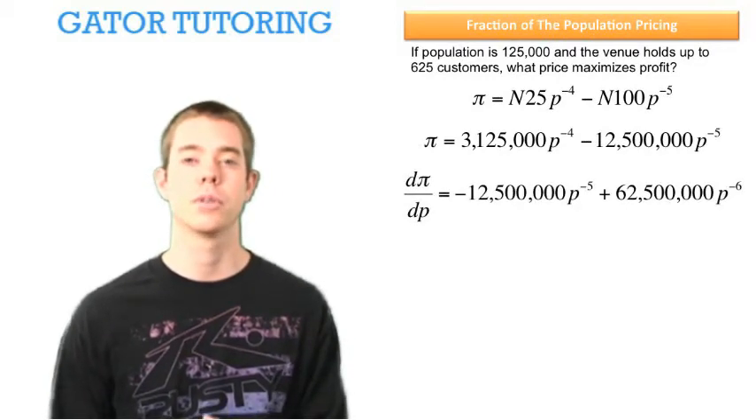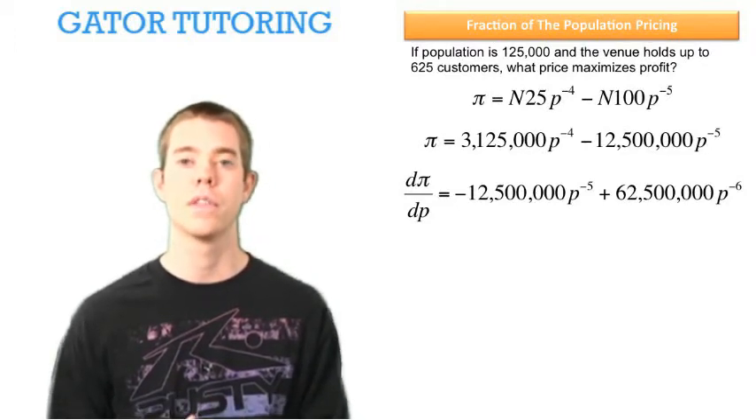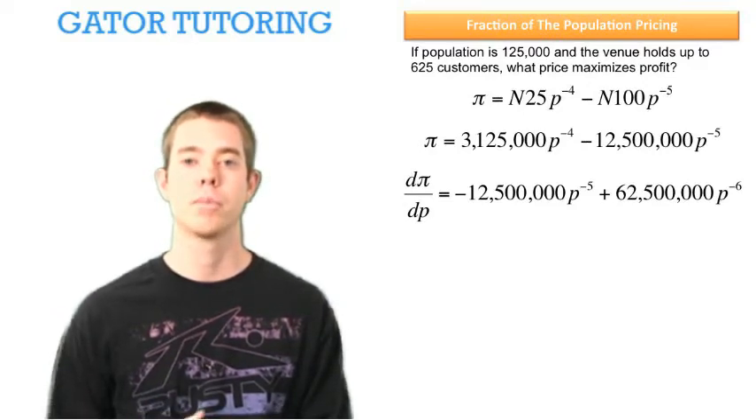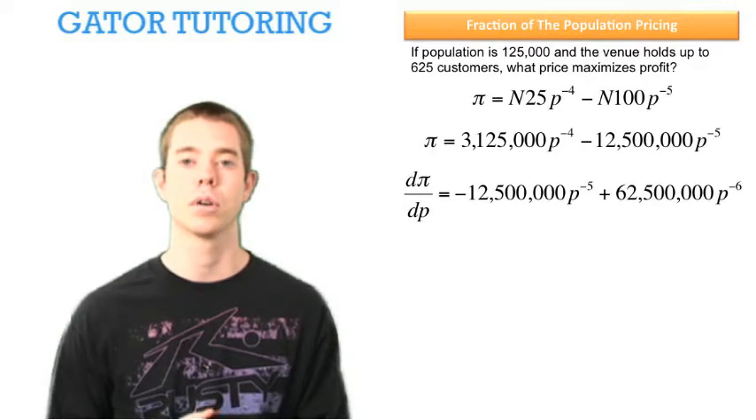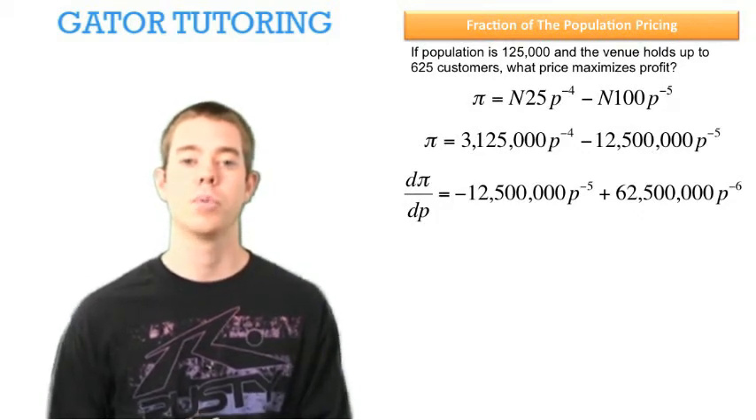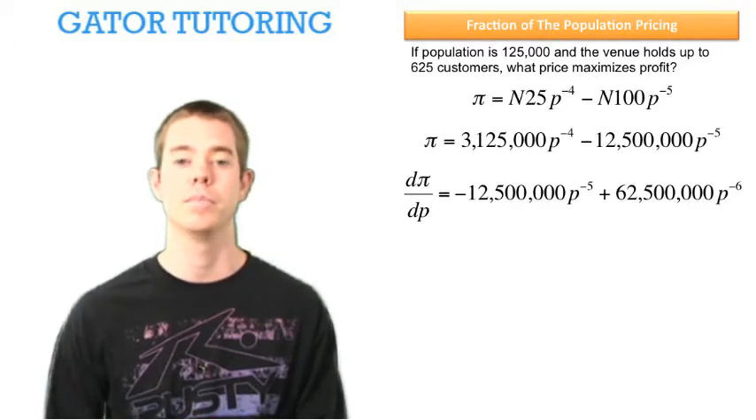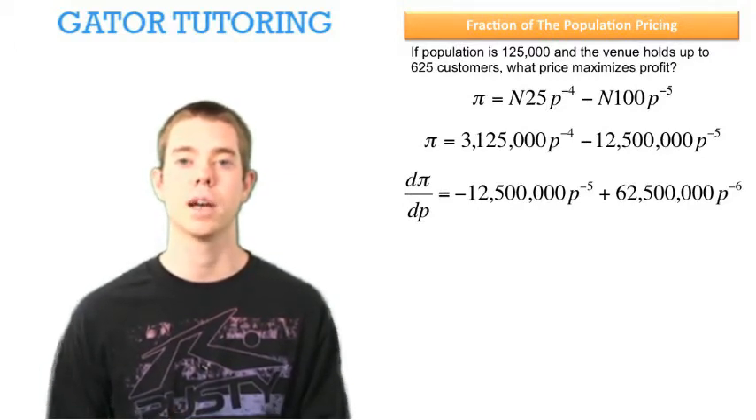The first part, 3.125 million times p raised to the negative 4, when we take the derivative of that, we multiply the 3.125 million by negative 4, giving us negative 12.5 million. And now we have to subtract 1 from our exponent. So we went from p to the negative 4 minus 1 to p to the negative 5. Now the second component, we do basically the same thing. Negative 12.5 million times negative 5 gives us a positive 62.5 million, and the p to the negative 5 becomes p to the negative 6 because we subtract 1 from the exponent.